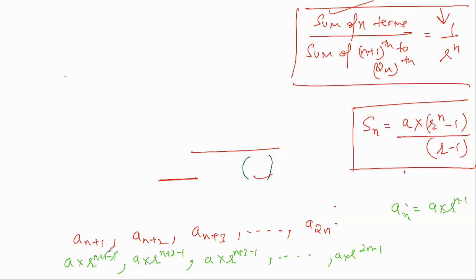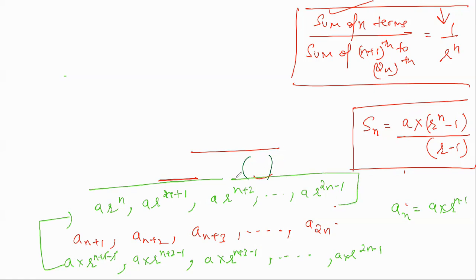So what will be the GP, the collection of terms from n plus 1 to the 2nth term? It will be a times r raised to the power n, since only n is left as the power, then a times r raised to the power n plus 1, then a times r raised to the power n plus 2, and up to a times r raised to the power 2n minus 1, right? This is the second sequence that we have collected. The first term of this sequence is a times r raised to the power n.